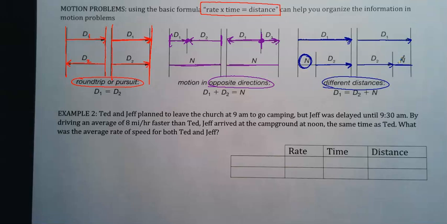So first of all, what kind of problem is this? Is it a pursuit or round trip? Is it opposite directions? Is it different distances? That's what I'm going to go with first. All right, it's pursuit. Great. So this is a pursuit problem. So I'm going to switch to red, which means that it's equal distances.